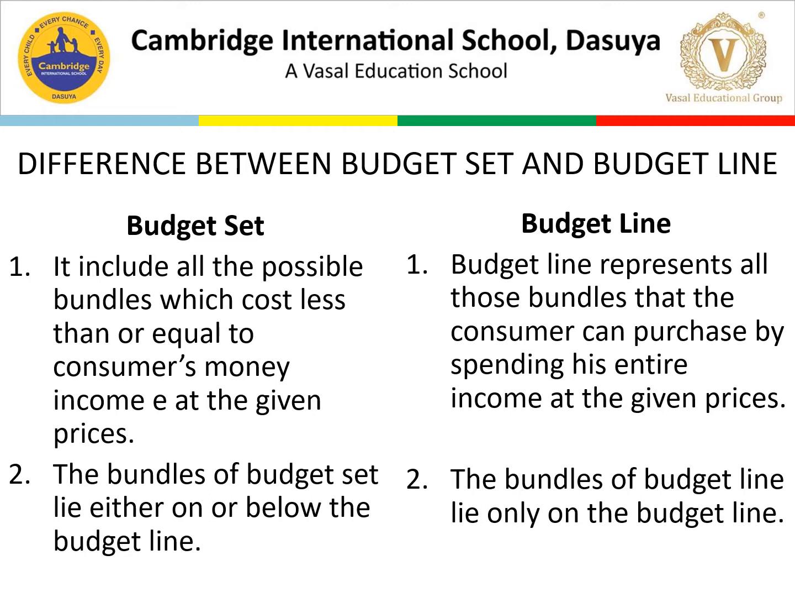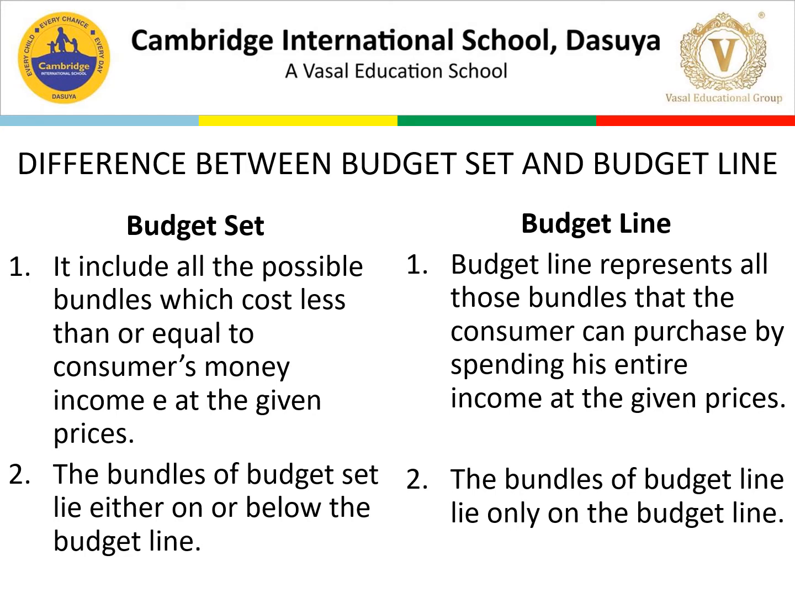So it includes all the possible bundles which cost less than or equal to the consumer's money income at the given prices. So that is the point. Next, the bundles of the budget set lie either on or below the budget line. So the budget set always lies either on or below the budget line.